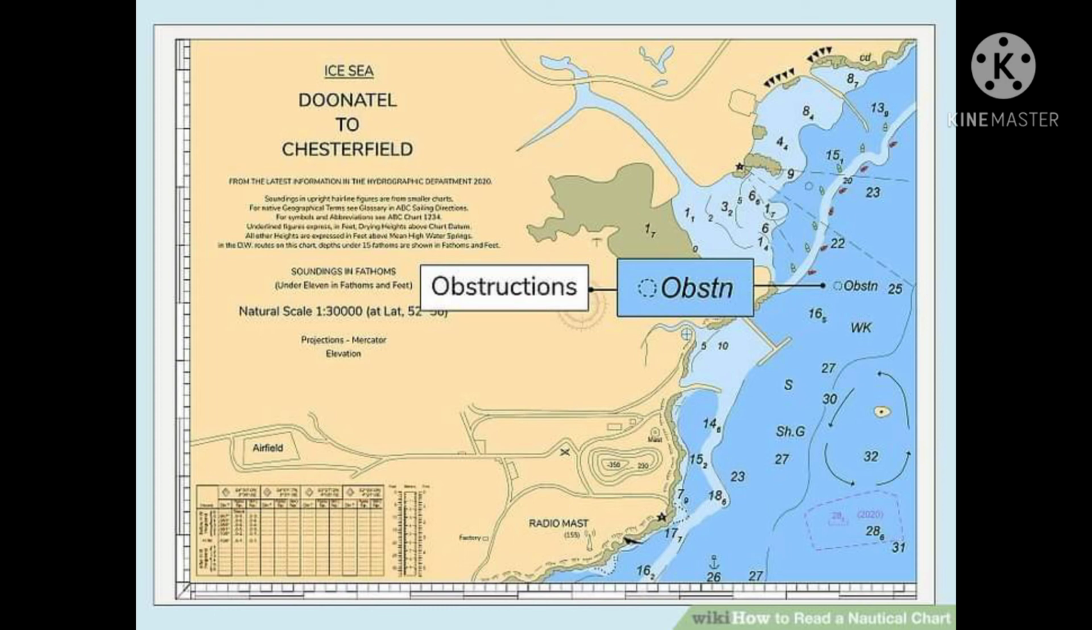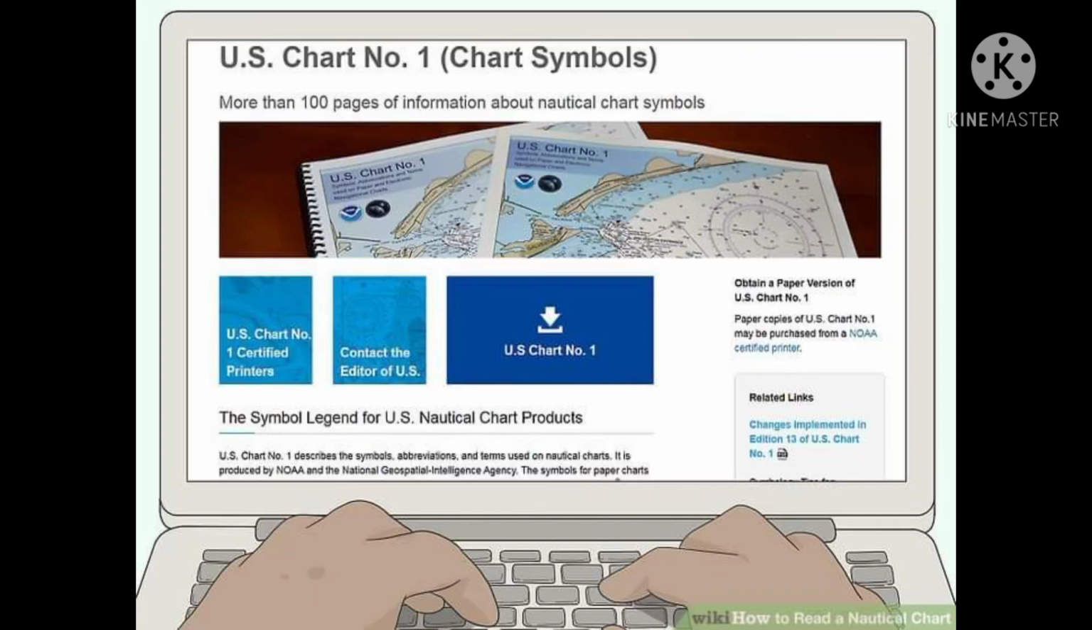Step 7. Download a separate chart for a list of less common symbols. The full title of the chart is NOS Chart Number 1: Symbols, Abbreviations, and Terms. It isn't actually a chart, but it contains a list of all the chart symbols you may encounter. Download it from the NOAA's website or purchase a copy from a commercial chart vendor. Charts made in other countries may have different symbols. Check with your government's maritime office for a reference.